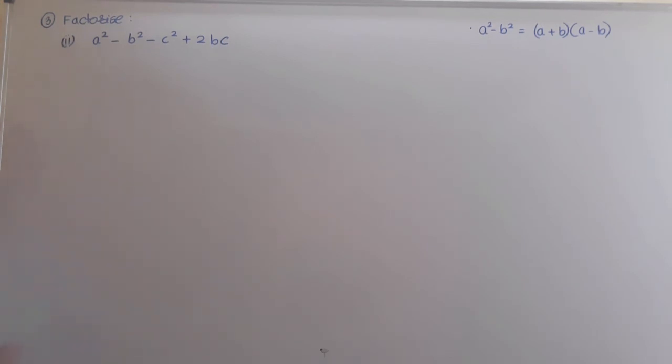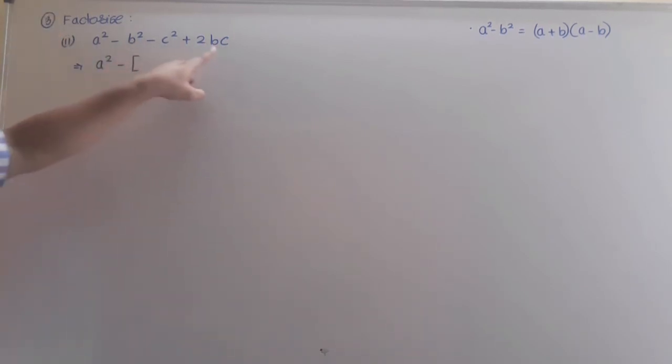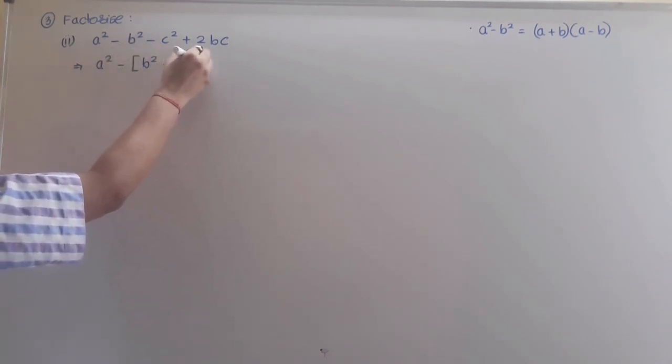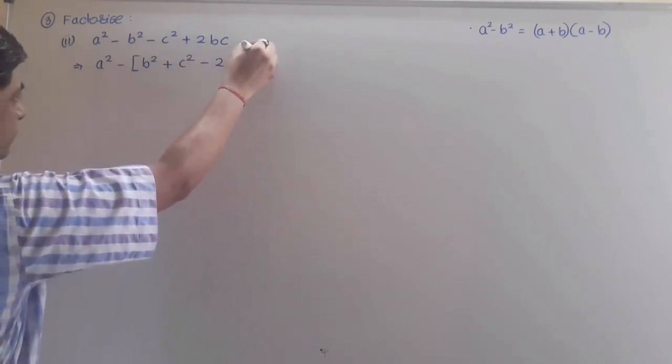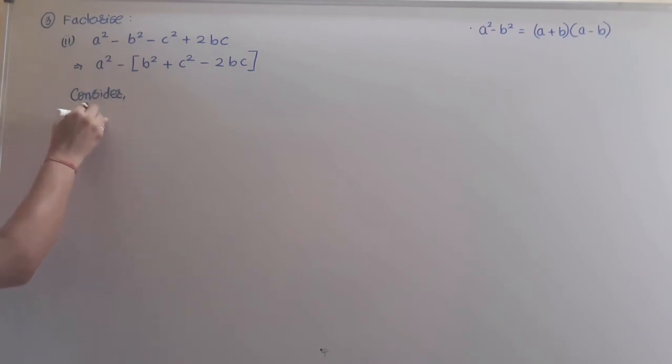Okay, suppose now I take these three terms, b square minus c square and 2bc, and take the minus sign common from these three terms. a square I am writing as it is. So observe, b square will become positive, c square will become positive, and the last term, which is having positive sign, will become negative. Now consider separately b square plus c square minus 2bc.